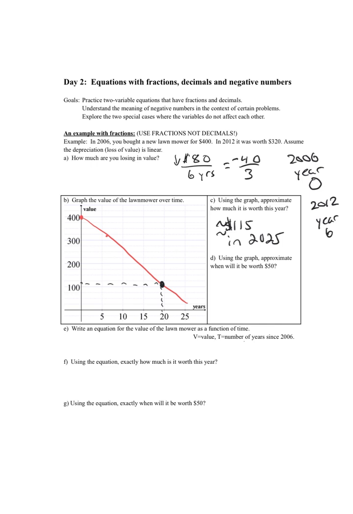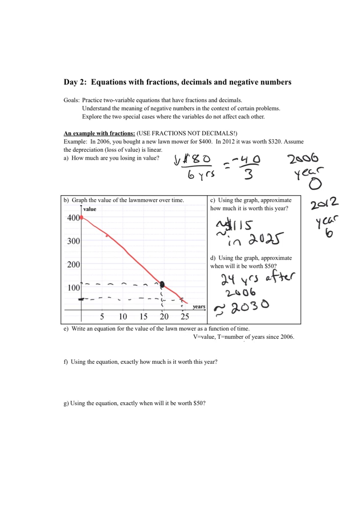Using the graph, approximate when it will be worth $50. So here I'm finding $50. Trace that over. And somewhere around in there, maybe about 24 years after 2006, so about 2030, around there. Now that may not be exact because my graph isn't perfect, but that seems like a good approximation based on the graph.